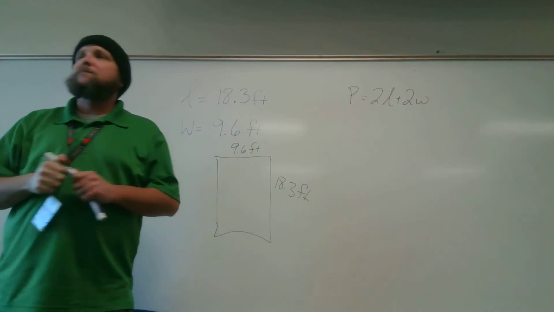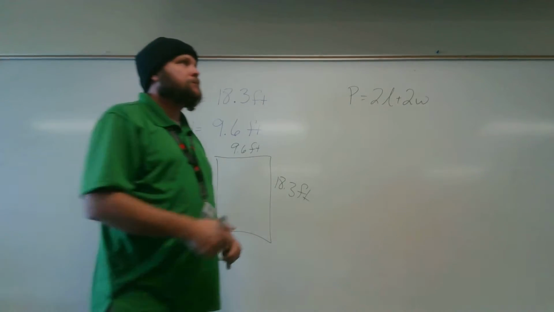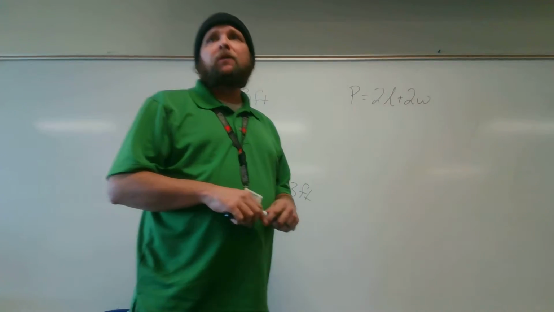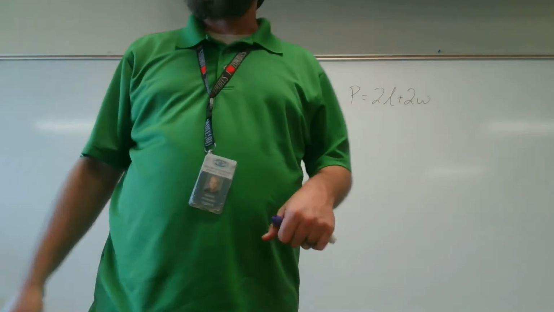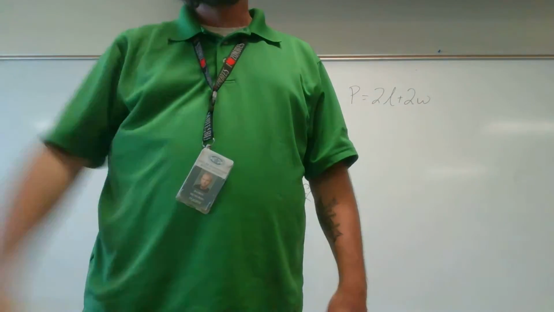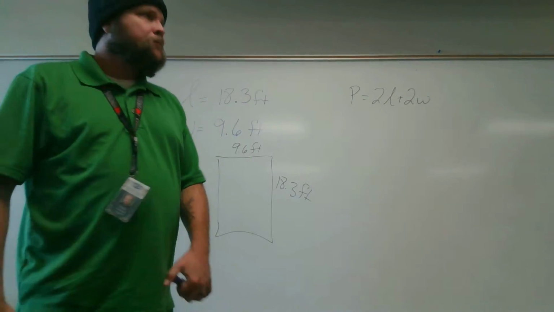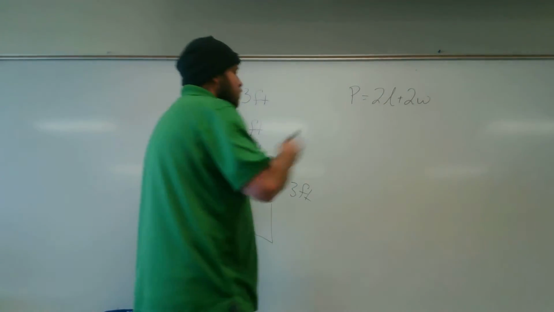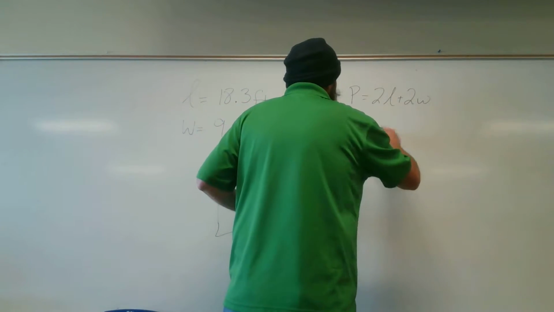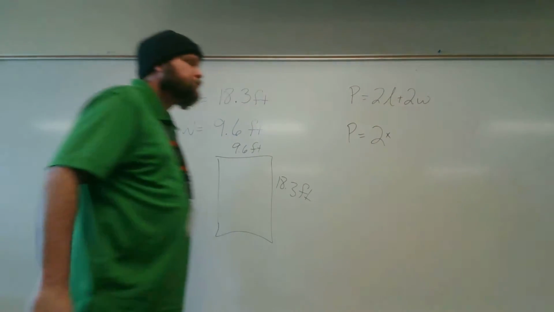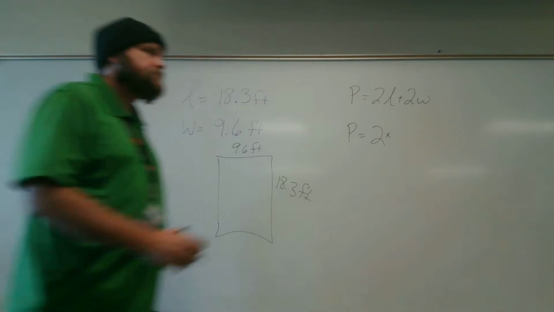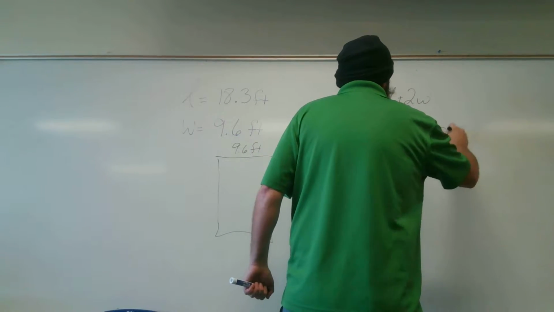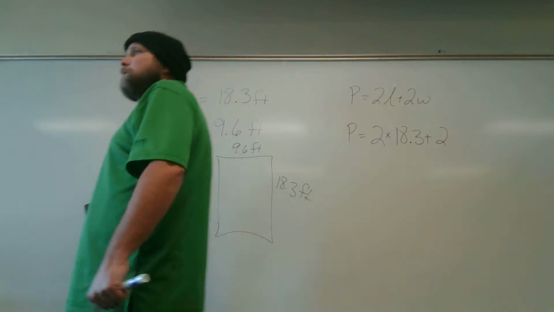Perimeter equals 2 times length plus 2 times width. Lizzie, what's the length? 18 and 3/10. Plus, Lizzie, what's the width?